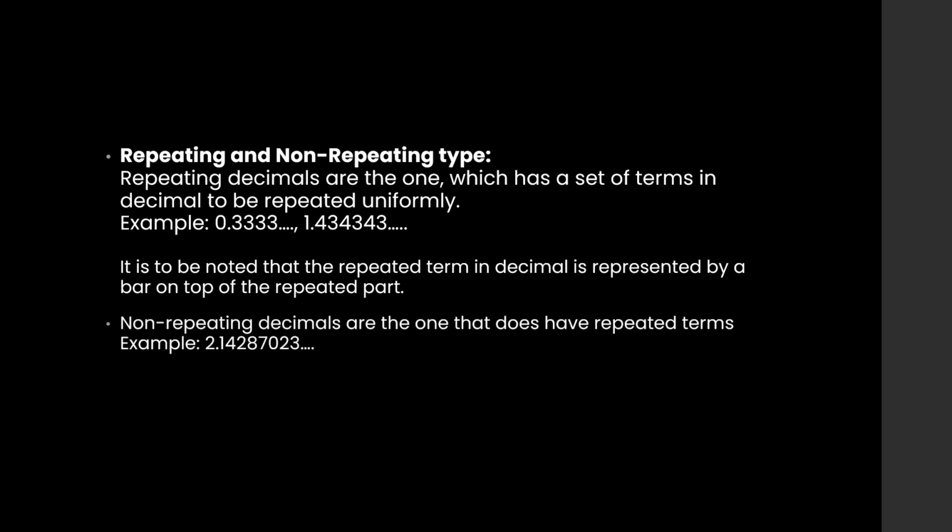Non-repeating decimals are the ones that do not have repeated terms. For example, 2.14287023 and so on. Now as you can see, after the decimal there are no digits repeating in a particular sequence. So that's why this comes under non-repeating decimals. Now rational numbers include three types. First is the terminating type, second is non-terminating, in which there are two types, repeating and non-repeating. So in rational numbers we include the repeating type, and non-repeating are included in irrational numbers.